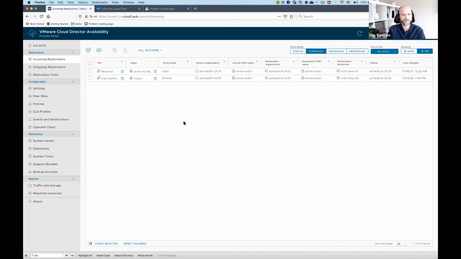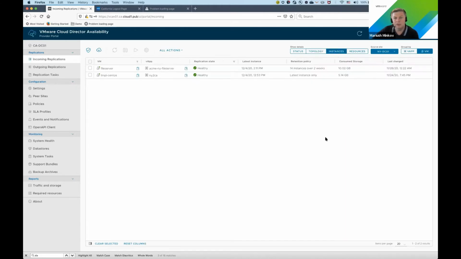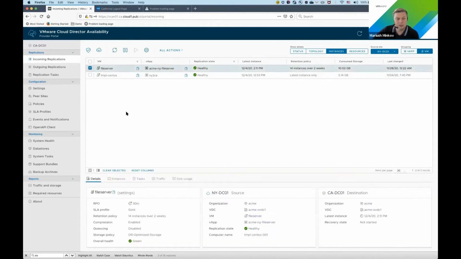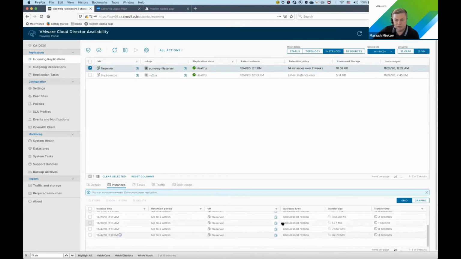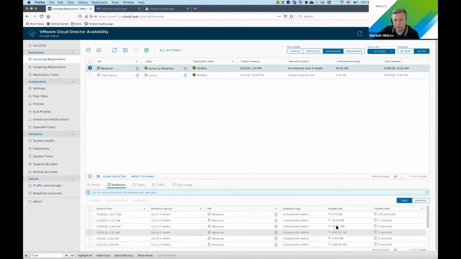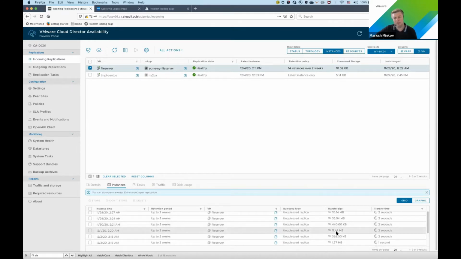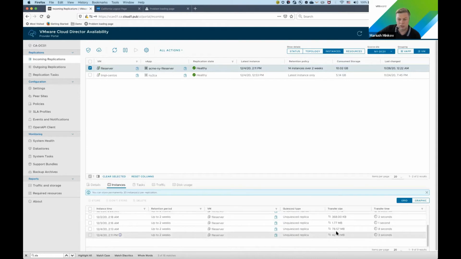Another very interesting piece of information is around the instances, which is showing us information about the instances that we are keeping. So we see, for example, that this file server has been configured to keep 14 instances over 4 weeks, and if we select the replication, we see this additional panel where we can have a look at each of these instances, and we see the time it took and the size of the data transfer that happened with each of these instances.